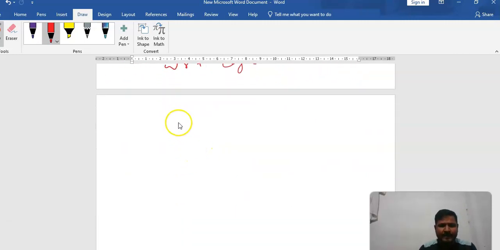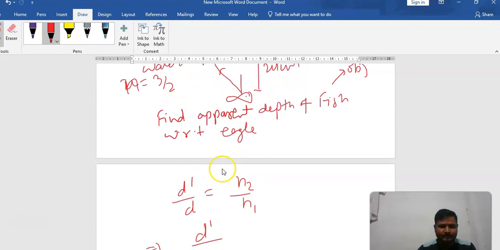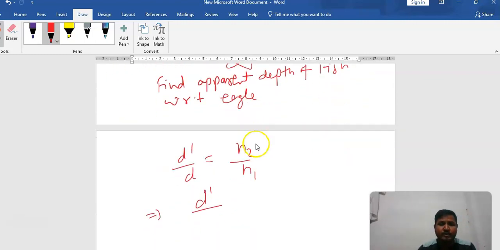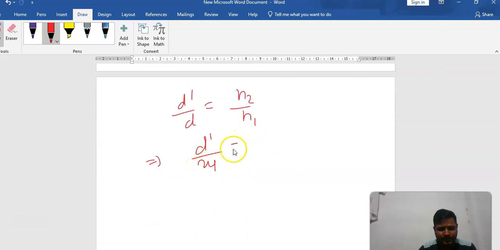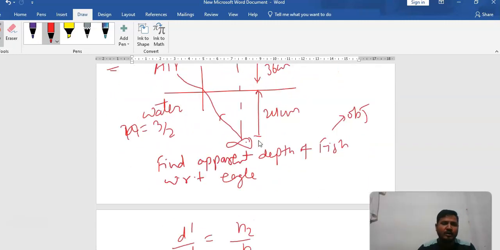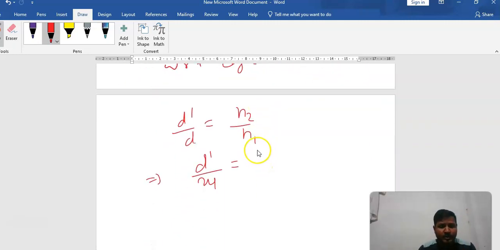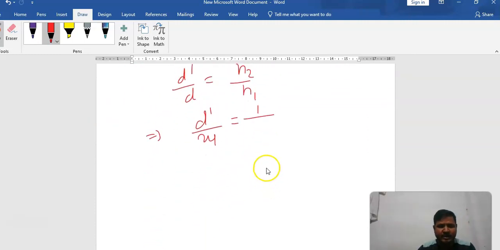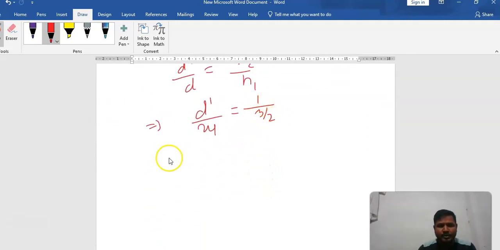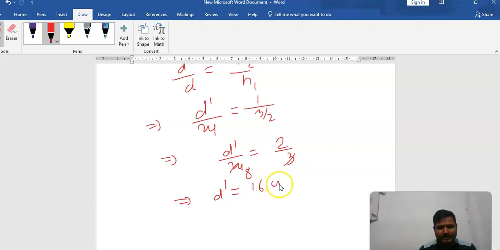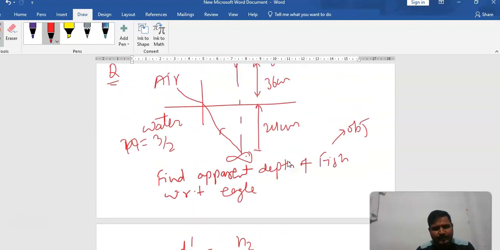Now apply this formula: d dash by d is equal to n2 by n1. What is the real depth here? d is 24 centimeter. Now what is n2? n2 is the medium into which the ray is going, so 1. And n1 is 3 by 2. After solving this, we get d dash is equal to 2 by 3 times 24, which is 16 centimeter.